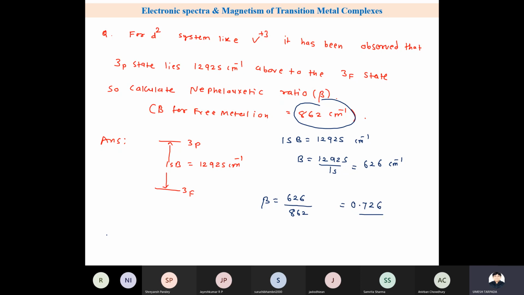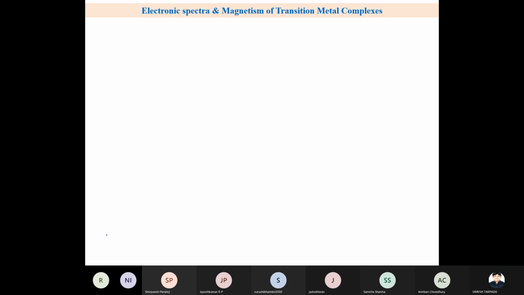So very important thing is you can calculate repulsion factor if you are having transition values. For example, say nickel H2O6 2+, that is D8 system, shows 3 bands.